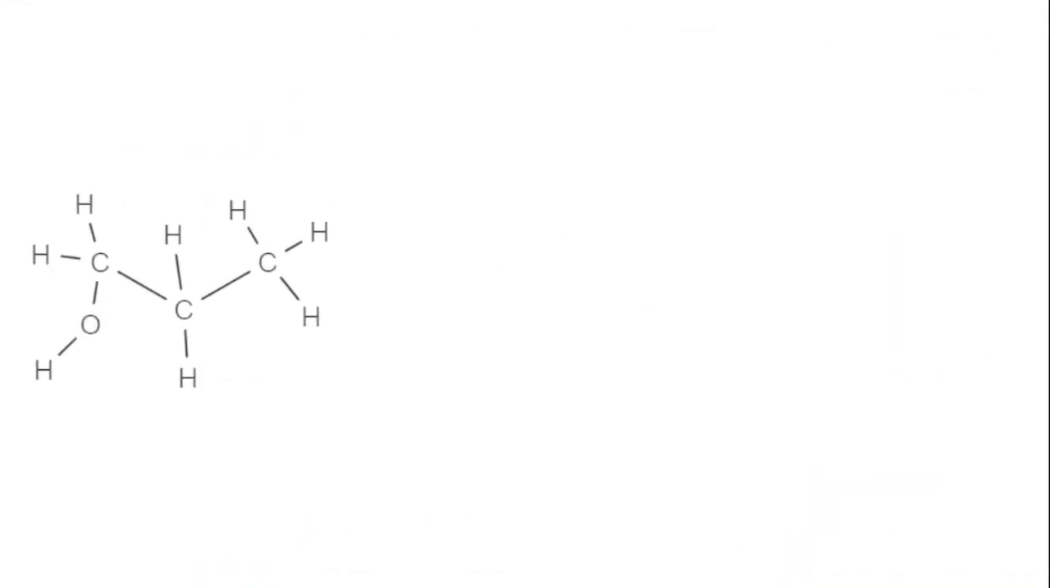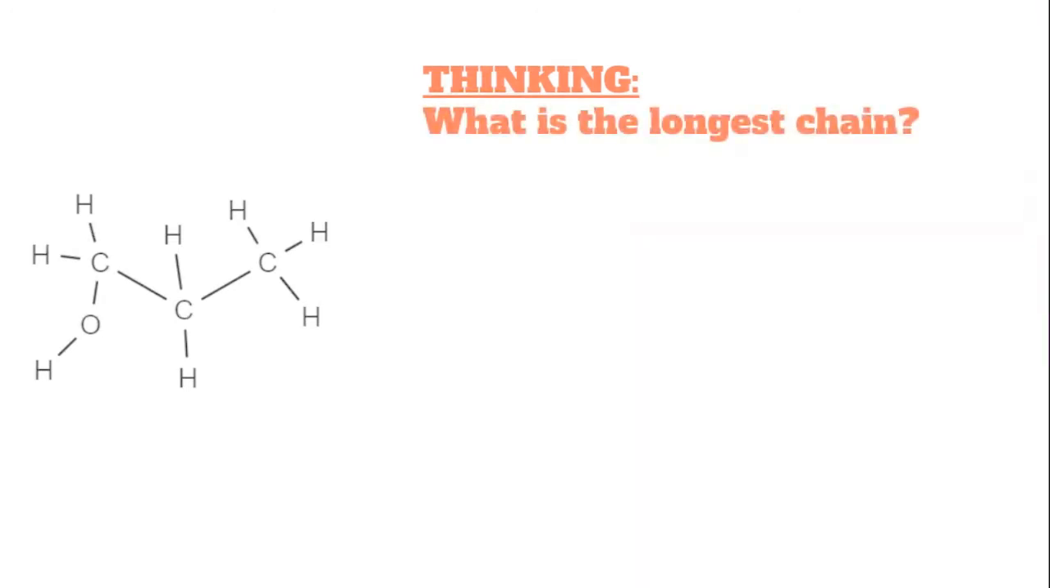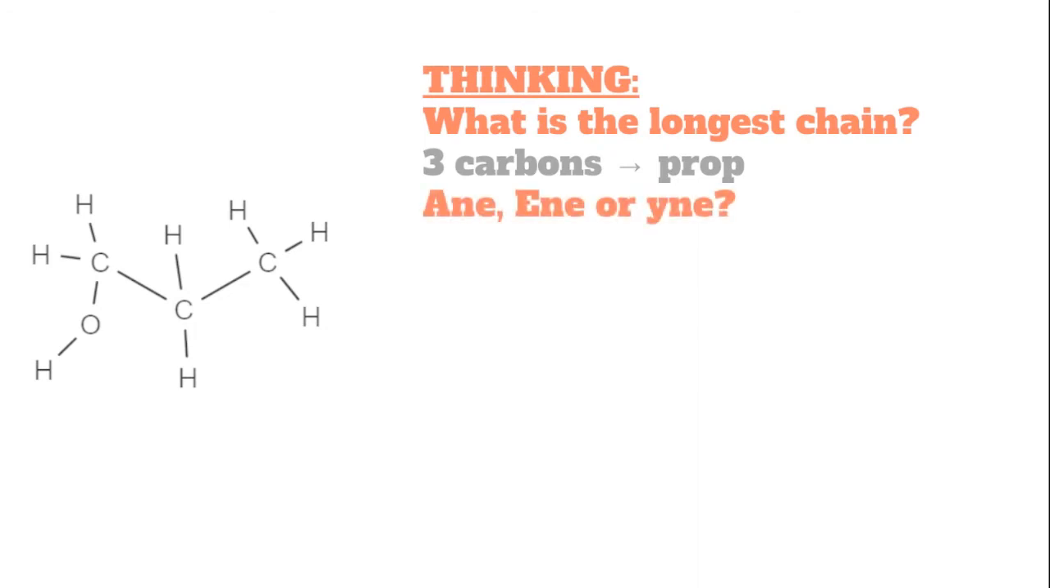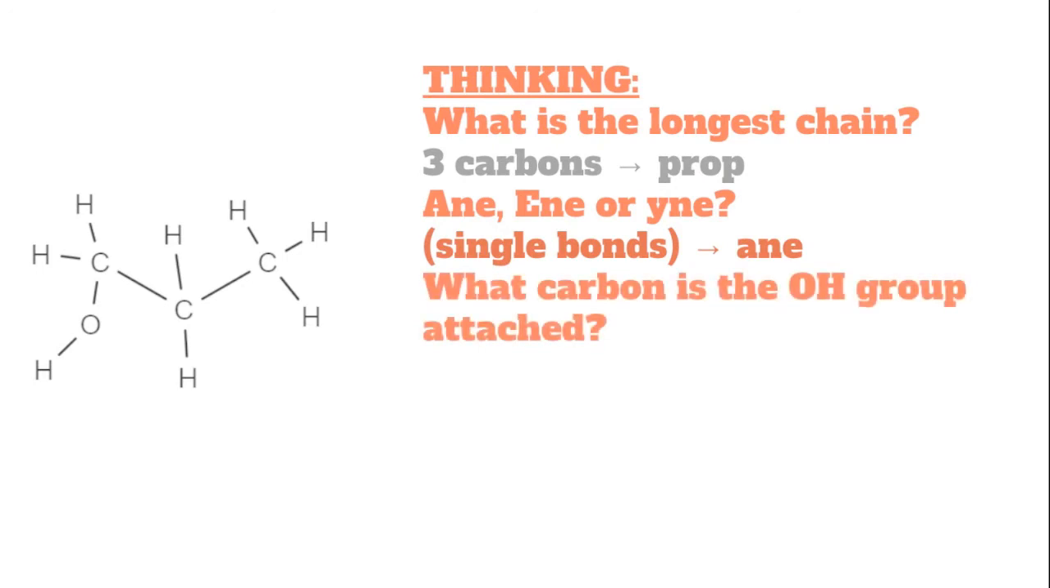Let's go through these. Here's the first one that was on the left. How we name alcohols, the thinking surrounding it, is we always want to identify the longest chain. In this case, the longest chain has 3 carbons, which gives us prop. The next thing is, how are these carbons connected? Is it single bonds, double bonds, or triple bonds? In this case, all single bonds, so this is ane. What carbon is the OH group attached to? We always number the carbons so that we have the lowest possible number. I'm going to number this carbon 1, 2, 3. The OH group is attached to carbon 1, the first carbon.